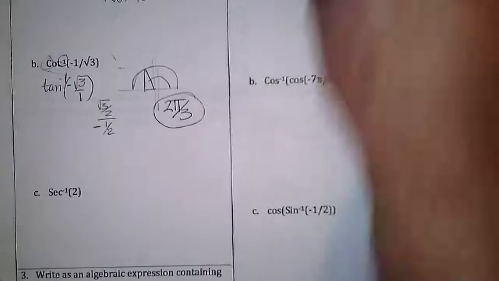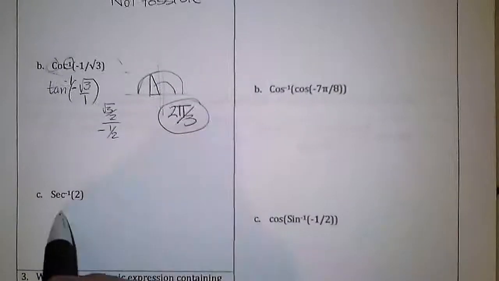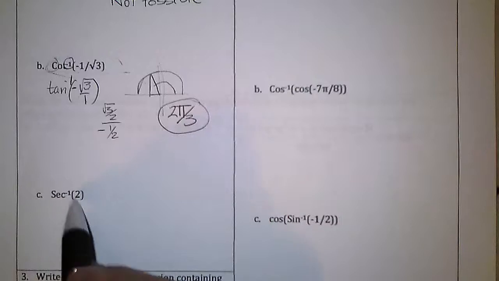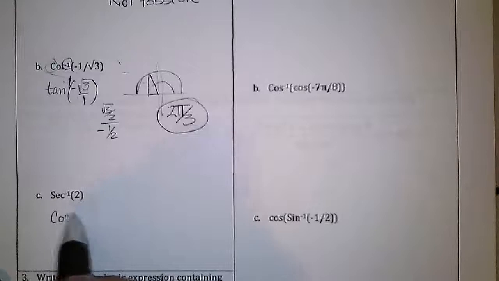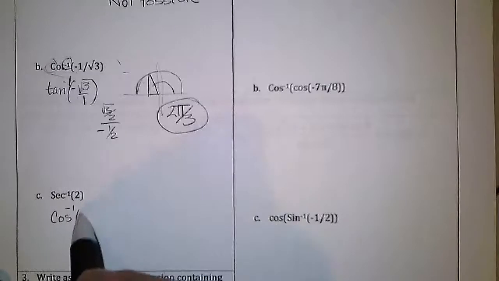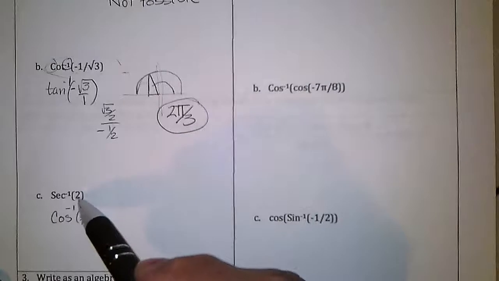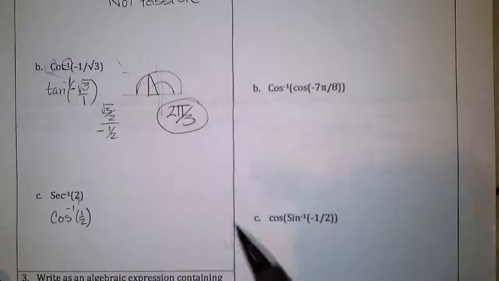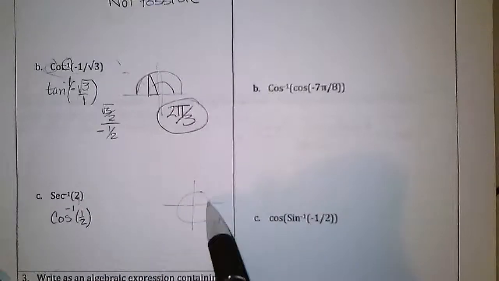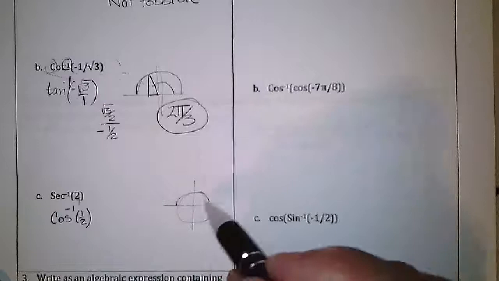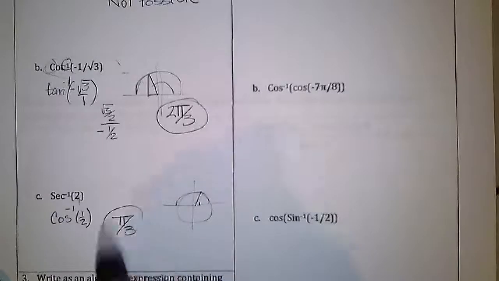The next one, if the secant is 2, that means the secant is 1 over the cosine. So the cosine is going to have to be 1/2, because if the secant ratio is 2 to 1, the cosine ratio is 1 to 2. And we take the cosine out of the first and second quadrants, and it's 1/2 in the first quadrant at pi over 3.